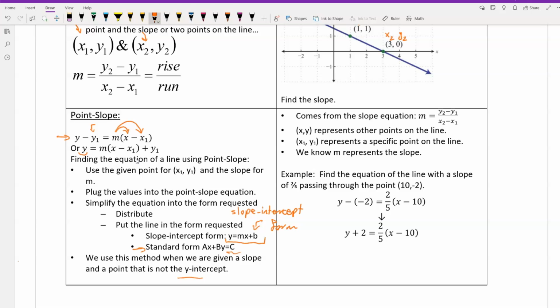Now what we have here on the right side: based on the point that we have and what our slope is, find the equation of the line with the slope. So in this case, the slope is 2 over 5, passing through the point (10, -2). So using point-slope form, y minus y1, we have negative 2, equal to our slope, given as 2 over 5, times x minus x1, which is based on this point, positive 10. So x minus 10. So this means we have y plus 2 equal to 2 over 5 times x minus 10. So this is point-slope form.